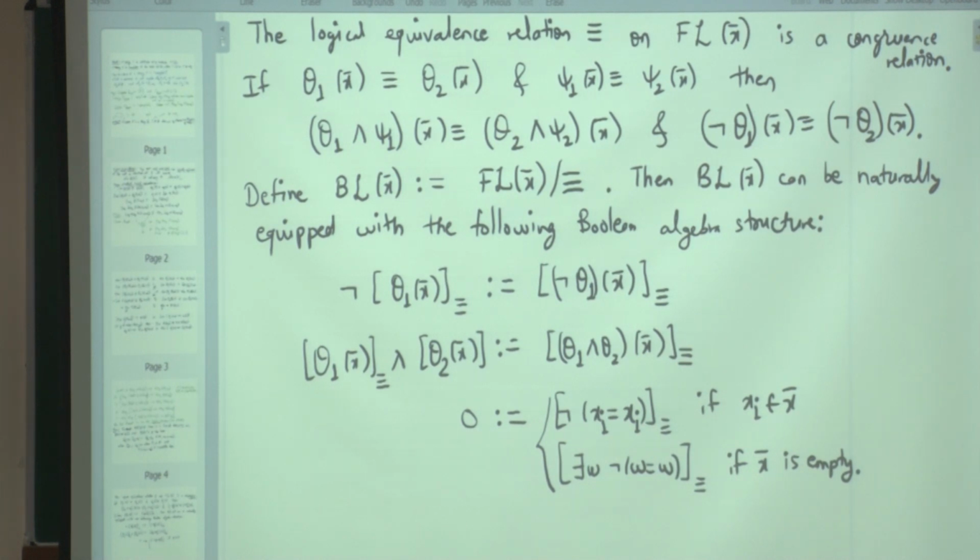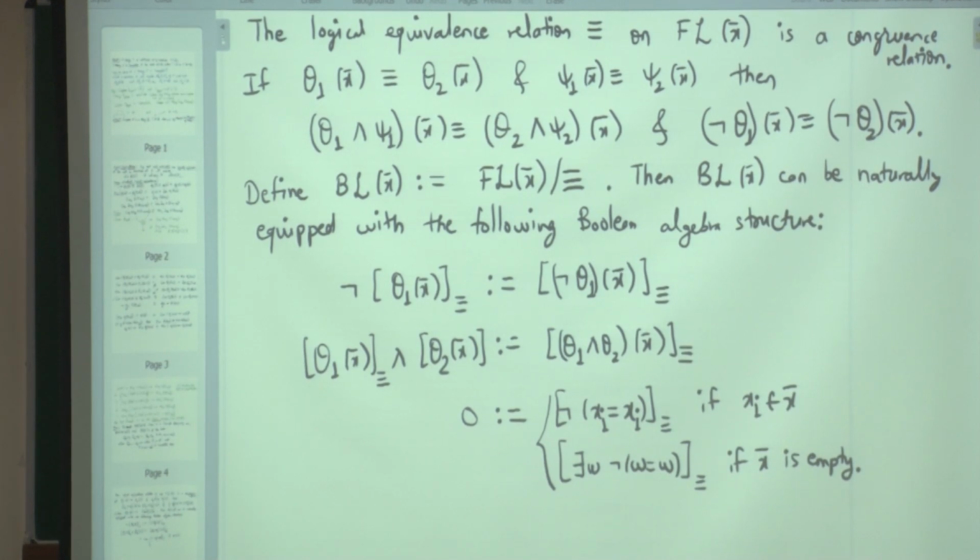And similarly, you can define 1. You could have also written negation for all W equal to W. So you need quantifiers to talk about truth and false. This is a standard contradiction. And similarly 1. What is 1? Negation, like xi equal to xi if x bar is non-empty, and otherwise for all w equal to w. Okay, good.